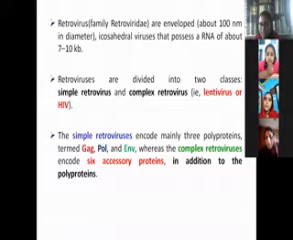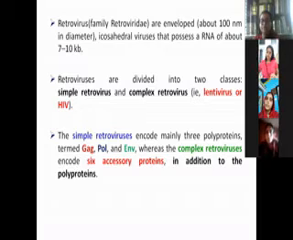What do you mean by icosahedral? Icosahedral means 20 faces of equilateral triangles. The icosahedral picture that I have given in the first slide has 20 faces of equilateral triangles, that is an icosahedral virus. So these retroviruses are enveloped icosahedral viruses, and they possess RNA of about 7 to 10 kilobases.